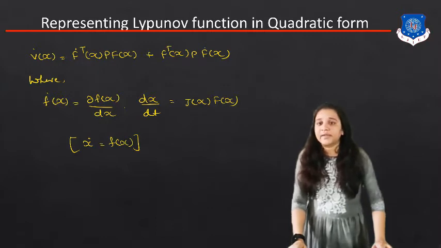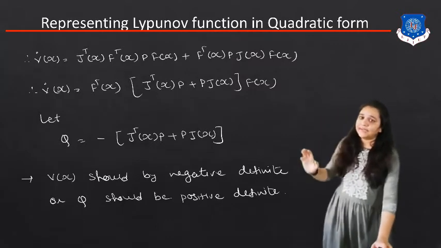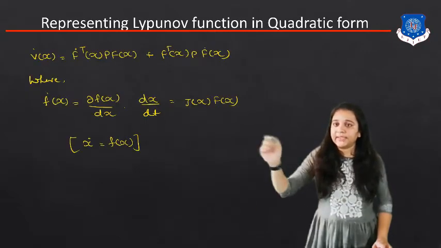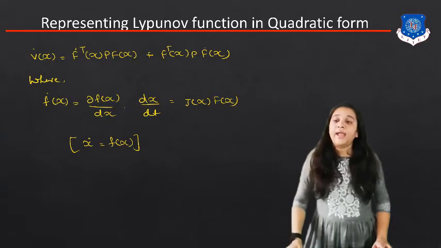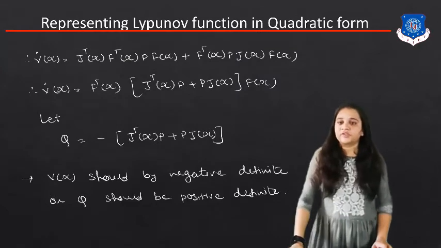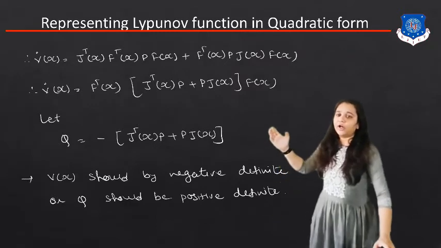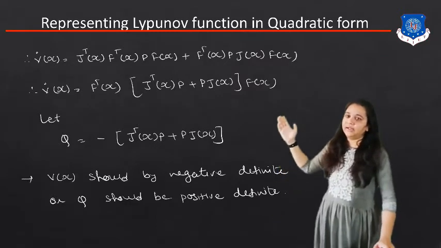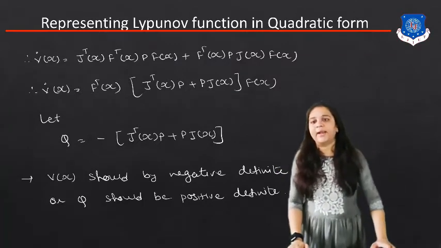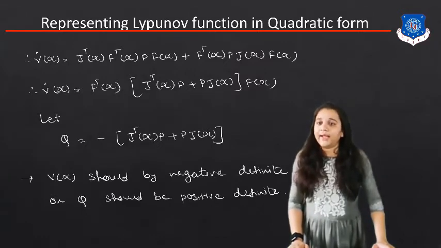Okay, so using this equation we have to represent the quadratic form. So the equation of V dot(x) is equal to f dot transpose(x) P f(x) plus f transpose(x) P f dot(x). Using this equation we have to put the value of f dot transpose. So we have to take common the terms f transpose(x) and f(x). So we can get V dot(x) equal to f transpose(x) in the bracket J transpose(x) P plus P J(x) times f(x).